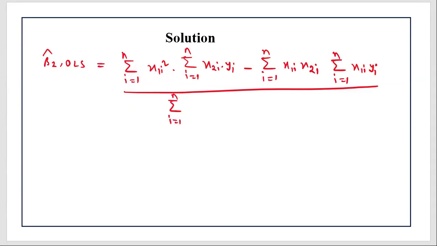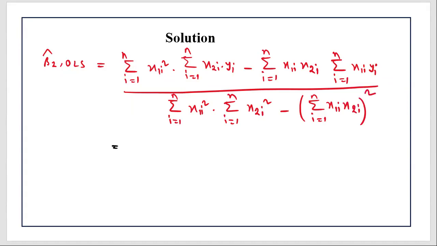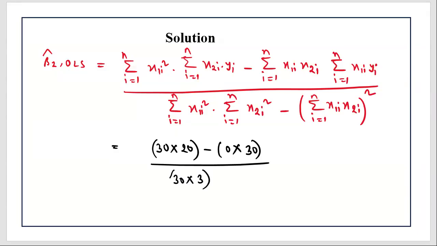Okay, summation i from 1 to n, x1i square. The denominator is absolutely the same: x2i square minus the whole square of summation i from 1 to n, x1i x2i, right? So again, do the same thing, put the values. x1i square, x2i yi is 20. Then this is 0 into 30, upon the denominator, which remains the same. 30 into 3 and minus this is 0.